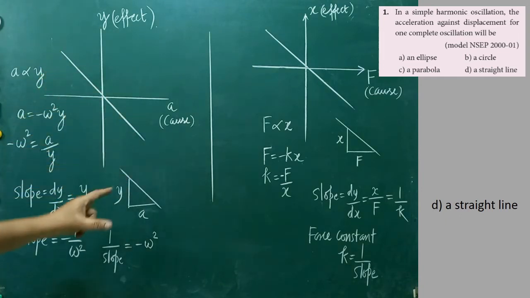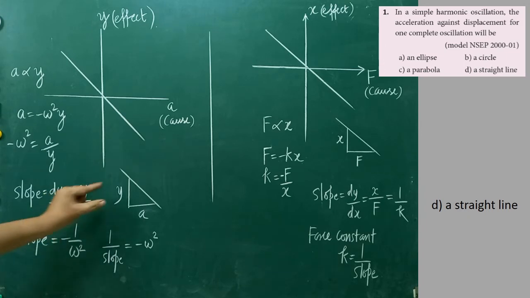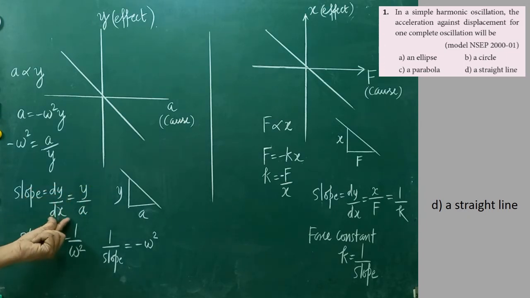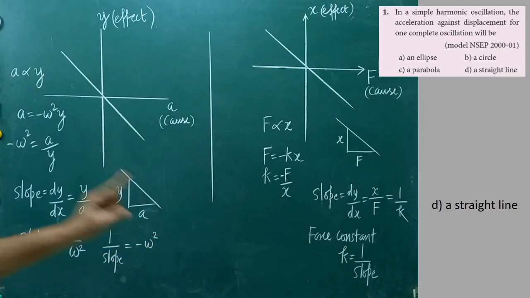Now in this straight line we can draw a slope. The slope formula is dy by dx. In dy you will get displacement. In dx you will get the acceleration. The slope gives you y by a. Are you clear? But a by y is nothing but minus omega square. From the slope you will get the value of minus 1 by omega square. Are you clear? By reciprocating the slope you will get the value of minus omega square. Minus omega square, and angular frequency can be obtained.